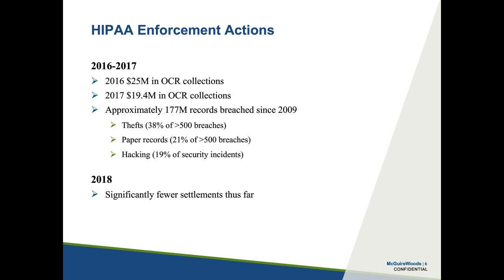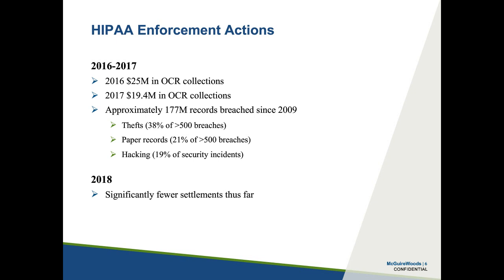But then we look at these huge numbers of almost 177 million records that have been breached since 2009, which is when the breach notification rule came into effect. And that's really only the ones that OCR knows about. So we certainly know that number is probably much, much higher, and that covers the vast majority of American adults.